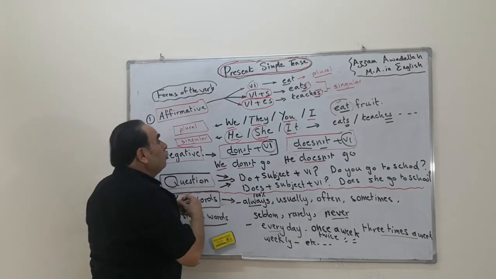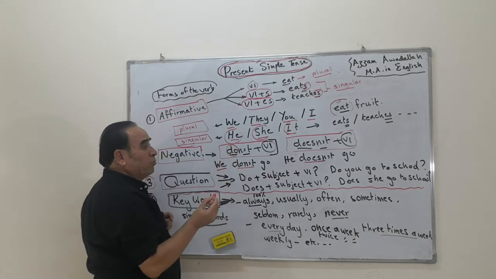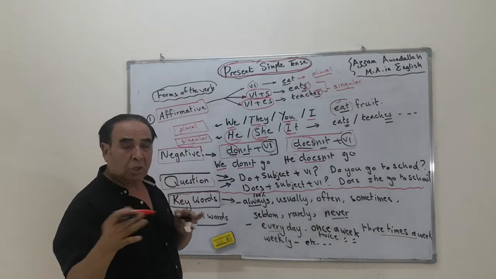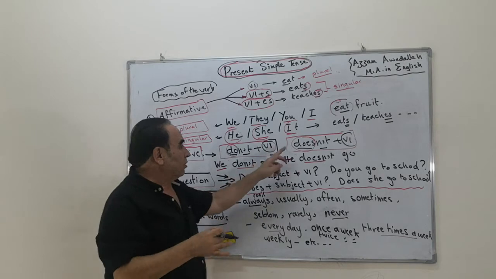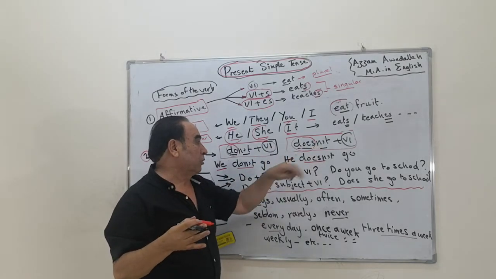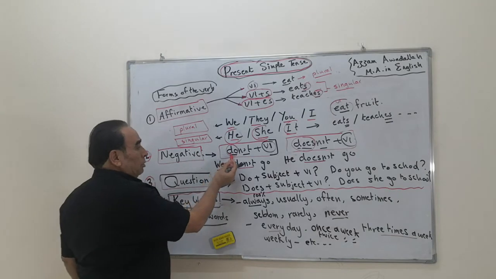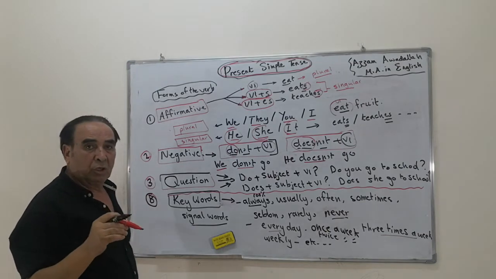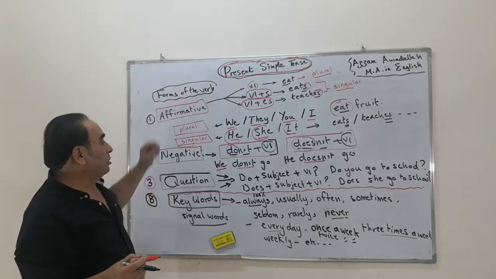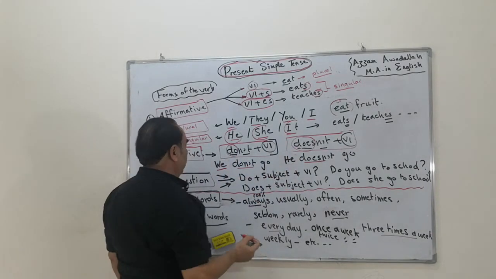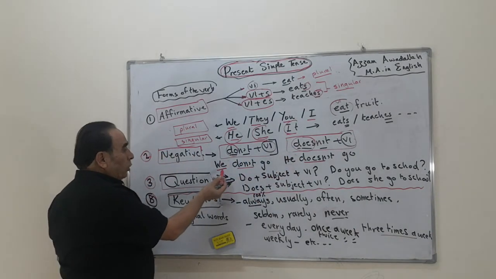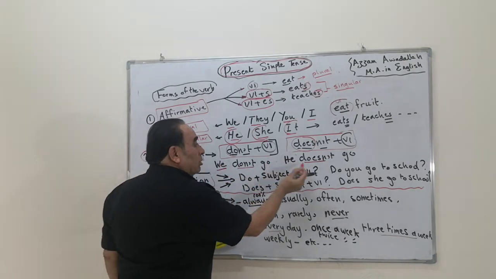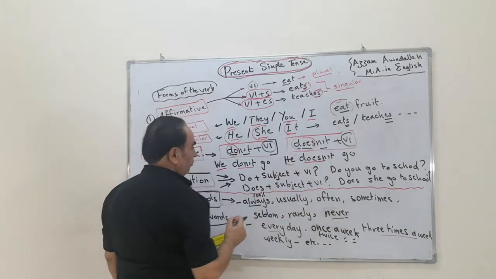As you see, do is a helping verb. Does is a helping verb, and we add not. We say don't, or do not. We say doesn't, or does not. Then don't with plural, doesn't with singular. Good. So we have two forms in the negative in the present simple: either don't or doesn't. Examples: we don't go. We are plural, we don't. Does it? He is singular, he doesn't go.